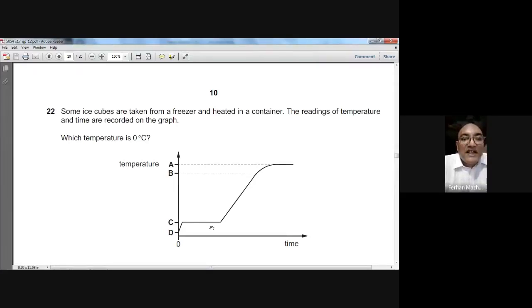So the flat part of the graph at C is representing the melting. That is representing 0 degrees centigrade. So C on the graph paper actually corresponds with 0 degrees centigrade. C is the choice.